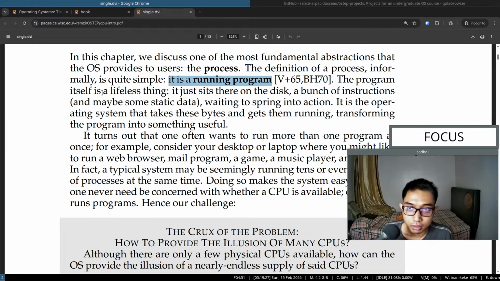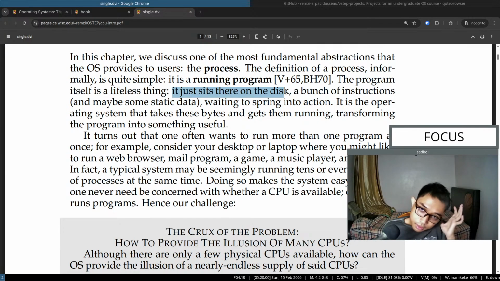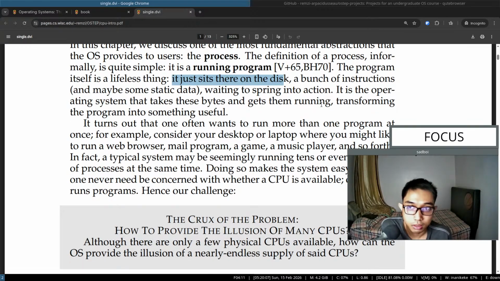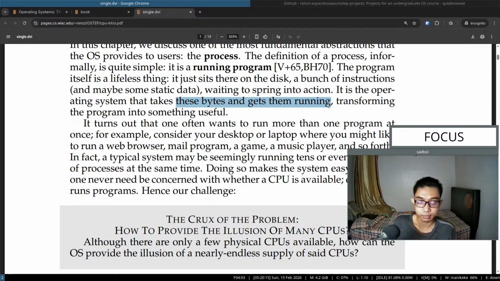The program itself is a lifeless thing. It just sits there on the disk. A bunch of instructions and maybe some static data, waiting to spring into action. It is the operating system that takes these bytes and gets them running, transforming the program into something useful.